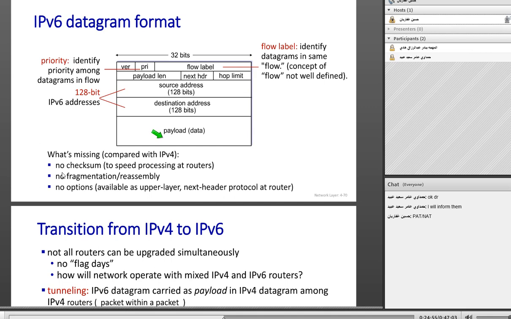But in comparison, the header of IP version 6 is very simple. It only needs 8 fields for calculation. The first one is version, which is 6, then priority, flow label, payload length, next header, hop limit, and 2 addresses.